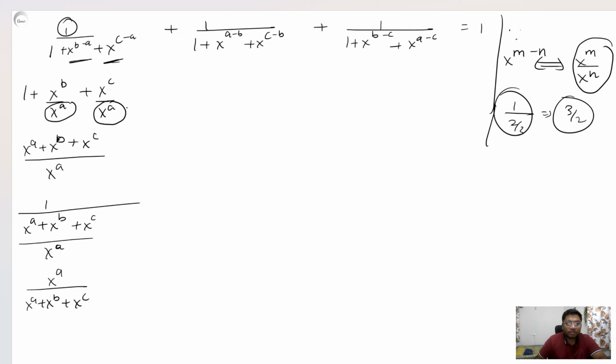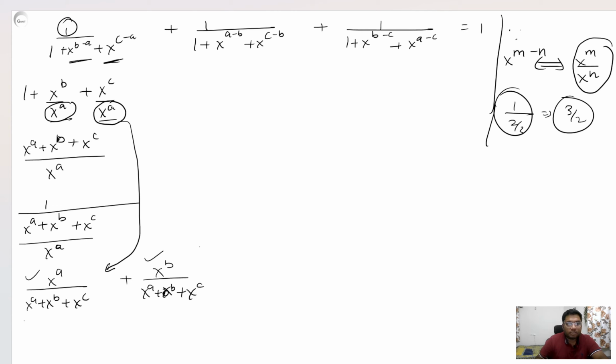That means if I come from here all the way here, you will notice that the term which was in the denominator eventually went to the numerator, and x to the power a plus b plus c stayed in the denominator. So something similar will happen. You can follow the same approach, and where you will land is x to the power b by x to the power a plus x to the power b plus x to the power c. Let me explain how I got x to the power b on top.